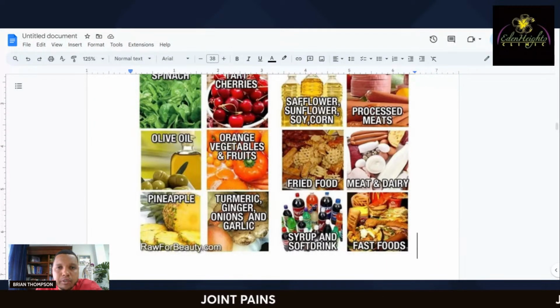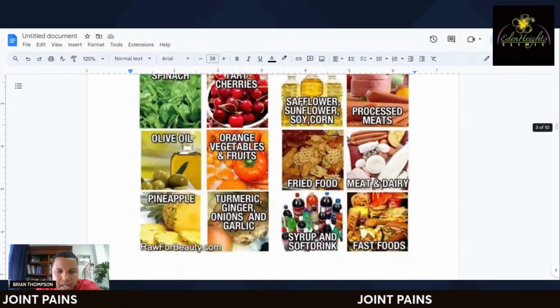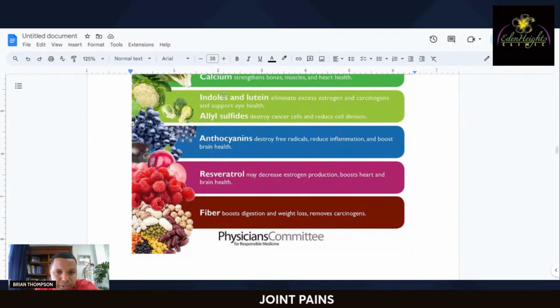So as we go further down the list of inflammation, there are certain types of foods that you can use. Calcium from things like cruciferous vegetables will actually strengthen the bones, the muscles, and even heart health. So I'm giving you a little idea of nutrition itself. They'll also basically eliminate things like excess estrogen and carcinogens, and also help with things like cancer. So although we're talking about knee issues, you'll see these different types of foods.